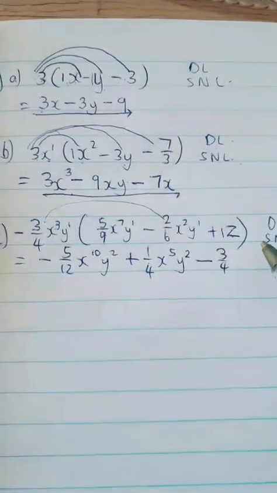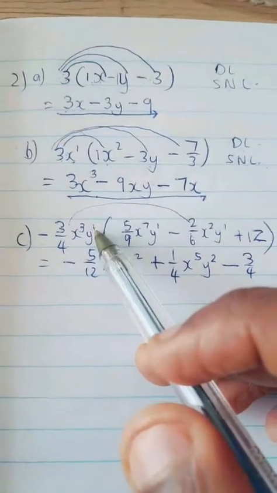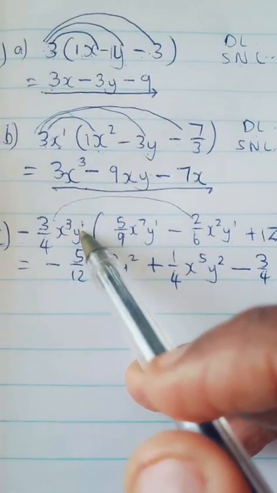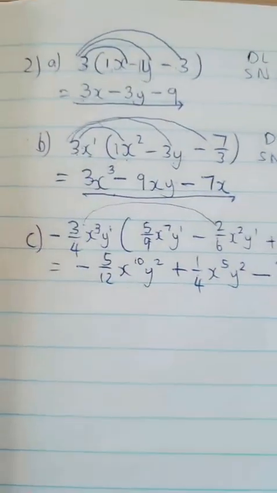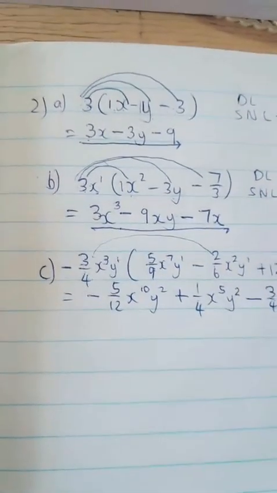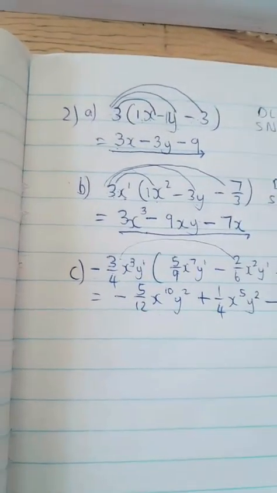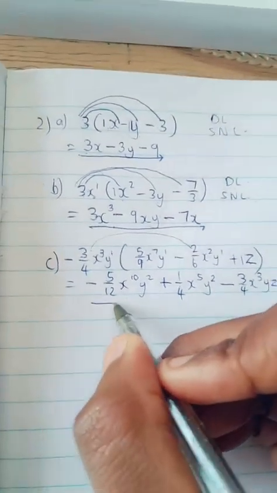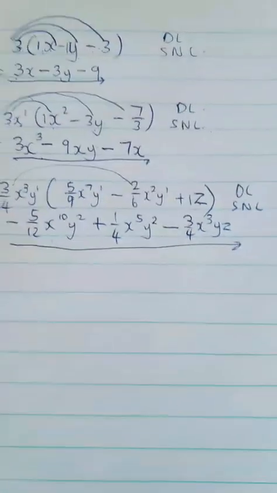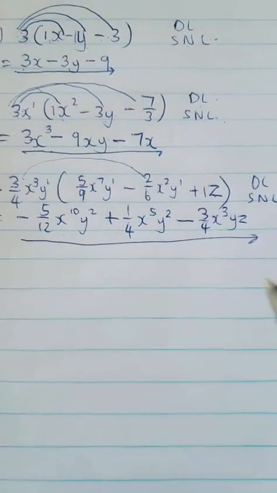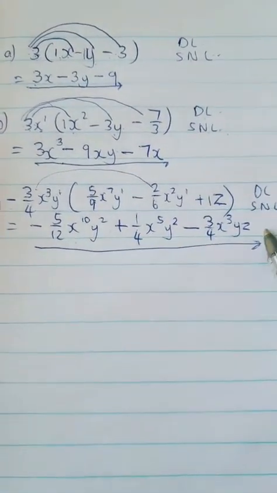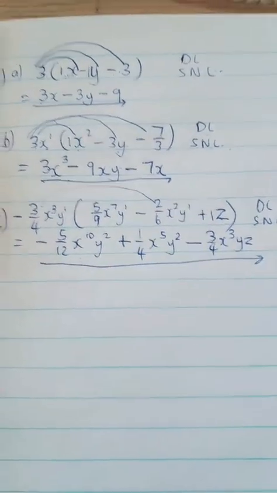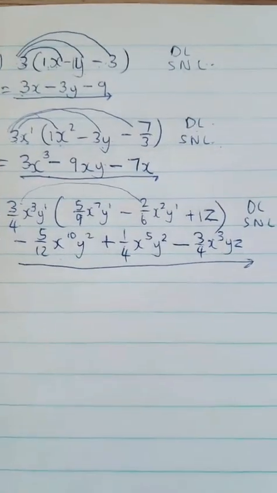Then last but not least, the letters. x cubed is unique, y is unique, and z is unique. These are different letters, so we write them combined next to each other: x cubed, y and z. Then we underline. These are all unlike terms. Can we add them? No. So we leave the answer as you see it.